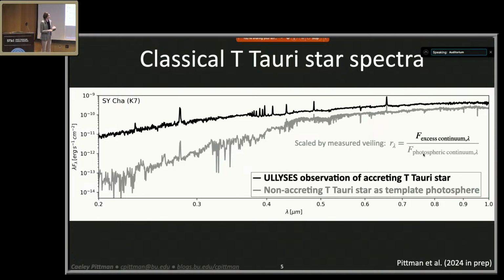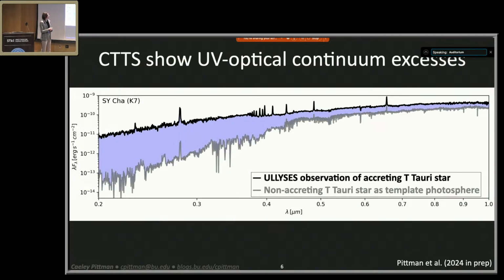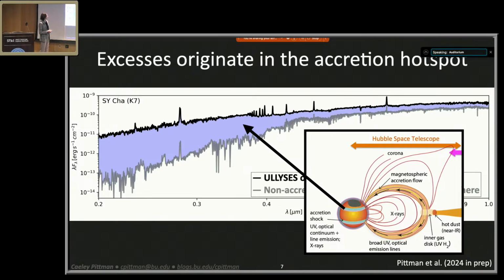to the photospheric continuum, you can see that there is this very clear continuum excess that goes all the way from the NUV into the FUV, all the way out to the near infrared, where HST reaches its limit. So my work is to explain this continuum excess using accretion shock modeling. And this continuum is coming from the accretion shock.